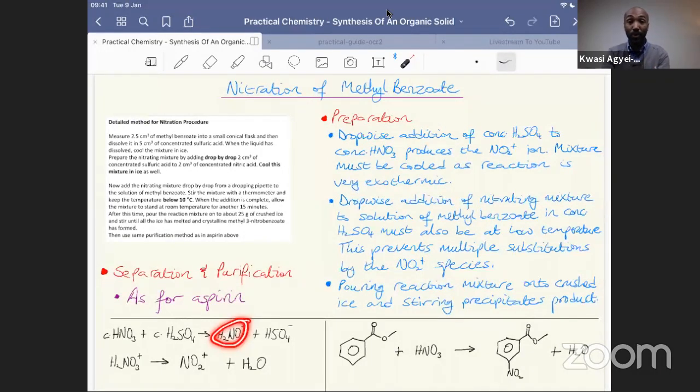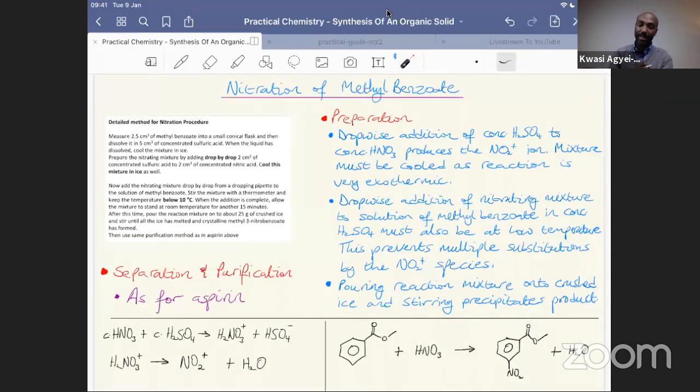Now, mixing the two together, your sulfuric acid protonates your nitric acid to give you this cationic species and the hydrogen sulfate ion, and then your H2NO3+ decomposes to give you your nitronium ion. Your nitronium ion is your NO2+ ion, and that is going to be reacting with the pi electrons in your methyl benzoate. Your H2NO3+ breaks down to give you NO2+ and water as a byproduct, and that's where water comes into the overall equation.